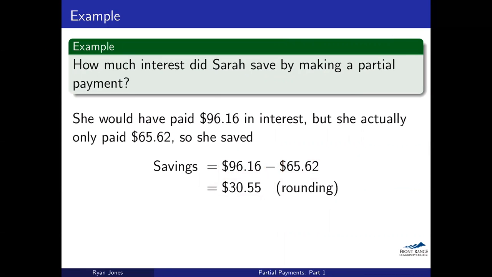Now, that's actually everything that I'm going to ask us in this example. We're done. We finished the problem, but I want to mention one thing. To me, saving $30 does not seem worth paying off part of the loan early. Obviously, some people may disagree with me, and that's okay.